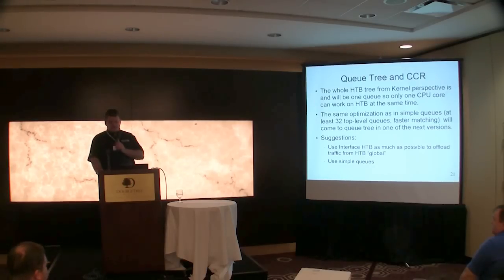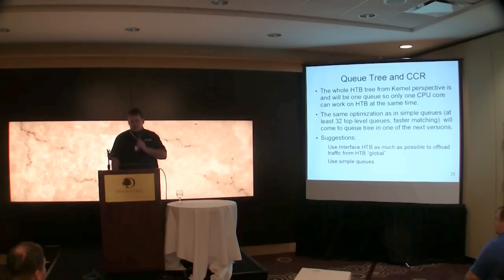So we will soon have the same level of optimization as for simple queues, but you will also have the same requirements. If you need to use Q3s, you will also have to make at least 32 top-level Q3s to utilize all of the CCR's performance. So at this point, in version 6.19, we suggest you use all the available HTBs, not only global but also interface HTBs, and use simple queues. Currently we are trying to make the simple queues as fast as possible, and when we are done with those, we will move all the changes to the Q3s.